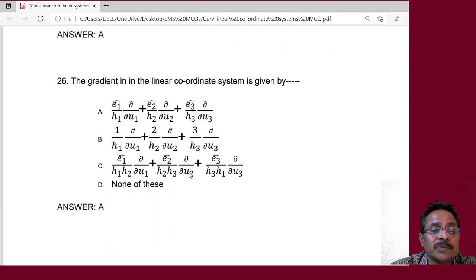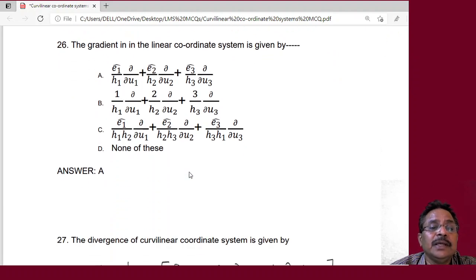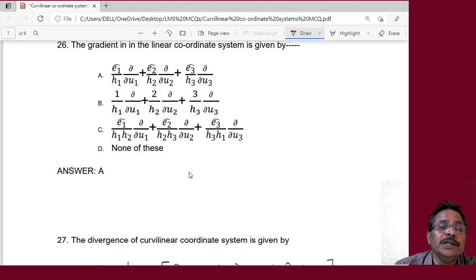Let's come to the calculus part here. The gradient in the curvilinear coordinate system is given by e1 cap upon h1, that is unit vector upon scale factor, into partial differentiation with respect to the first parameter, del upon del u1, plus e2 cap upon h2 into del by del u2, plus e3 cap upon h3 into del upon del u3. This is the correct option.